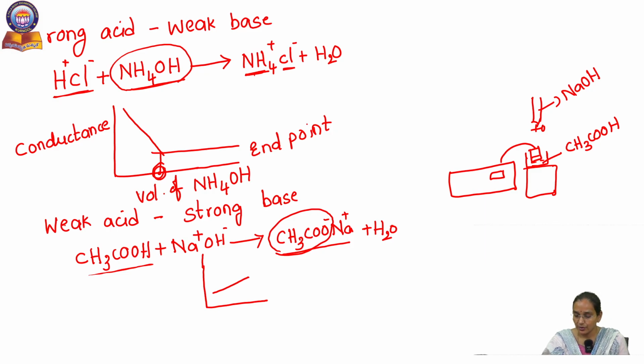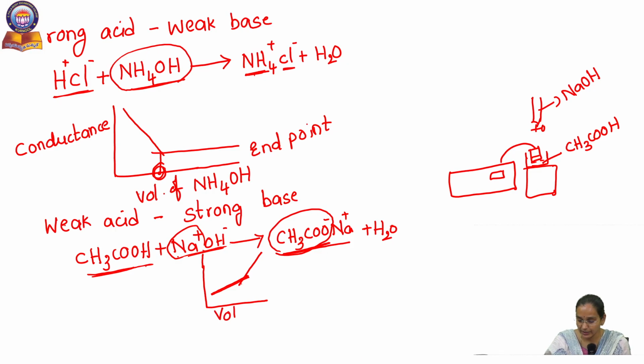Because this formed acetate ion is not a fast moving ion, it doesn't move faster in the solution. So the conductance increases slowly, till all the acetate ions are formed after neutralization of acetic acid. And after neutralization of acetic acid, if we add excess sodium hydroxide, then conductance increases rapidly because the number of ions increases and the mobility is also more for sodium and hydroxide ion when compared with acetate ion.